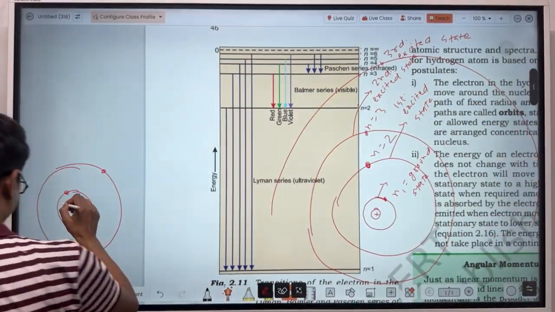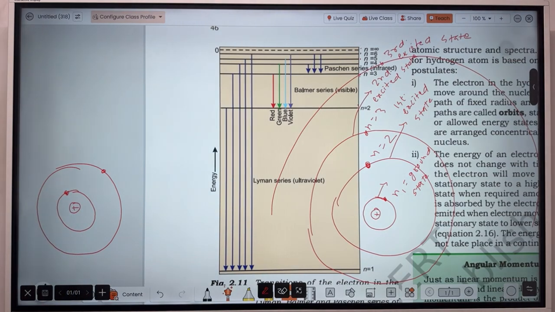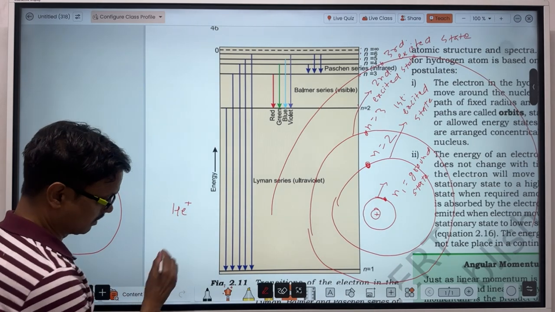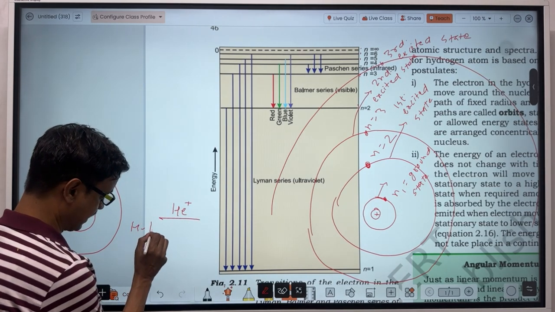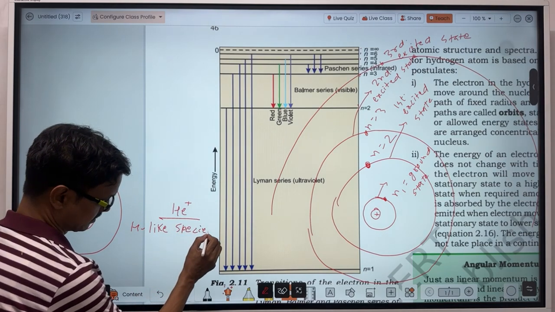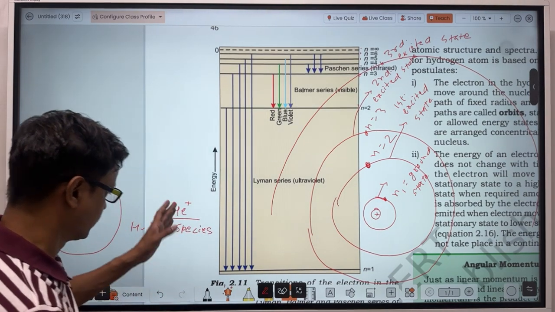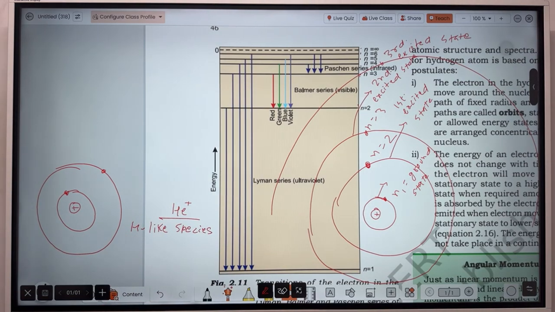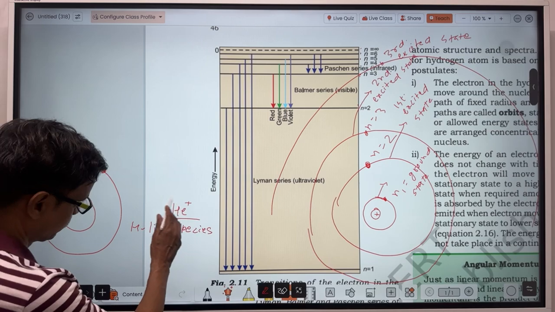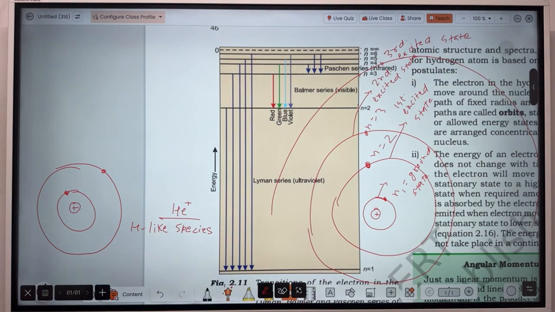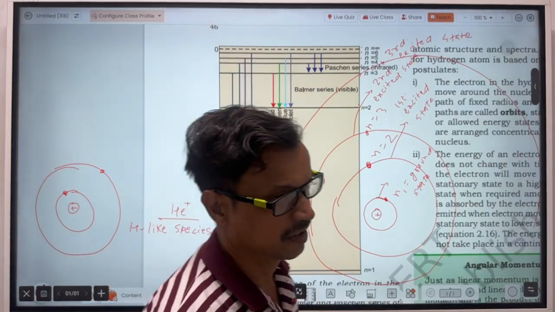Electron revolves in the first shell in case of hydrogen or hydrogen-like species like He+. What is hydrogen-like species? In hydrogen-like species, the number of electrons will be only one, but the number of protons in the nucleus will be more than one. That will be called hydrogen-like species.